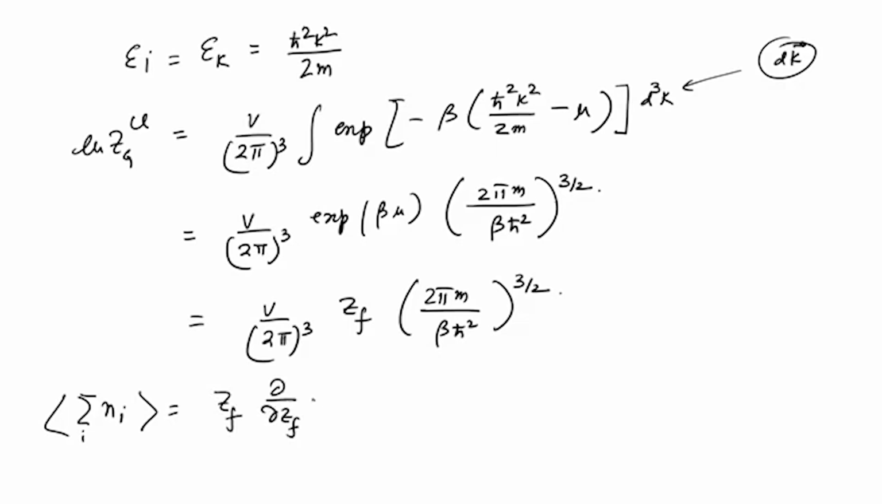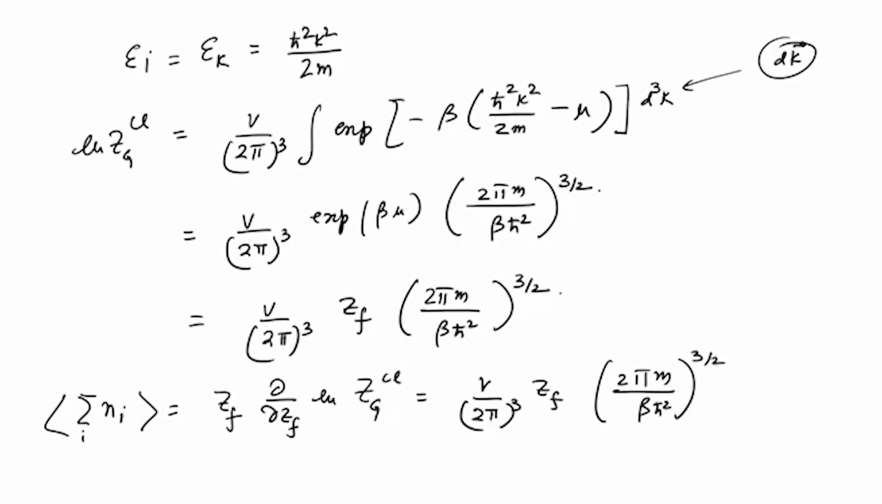I am using results that we already have, so Zg in the classical limit. For this we have V over (2π)³ times zf times (2πm/βħ²) whole to the power 3/2, and that should be equal to the total N. We have taken the average number of particles and summed over all the energy states, and we know that the total number of particles will have to be N.